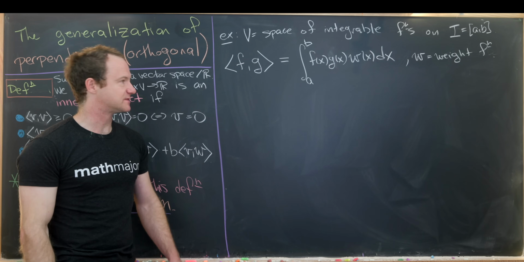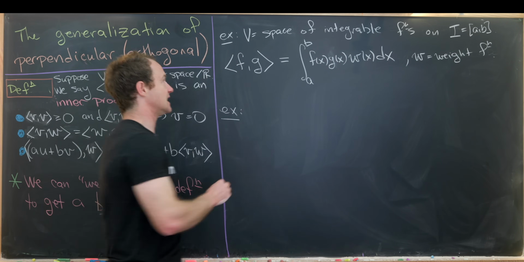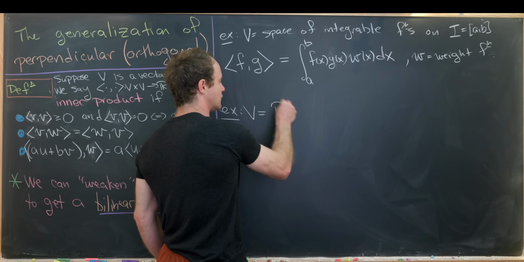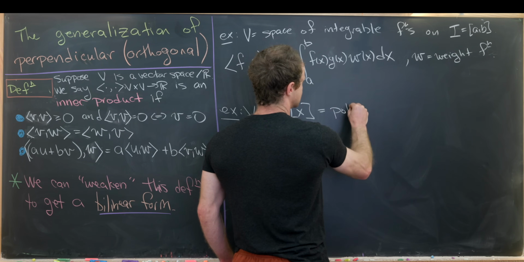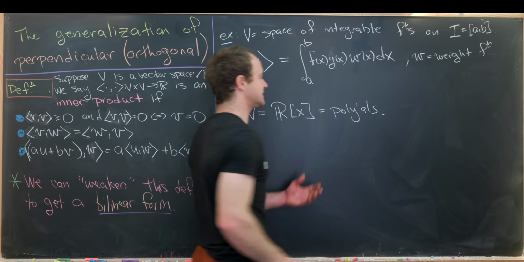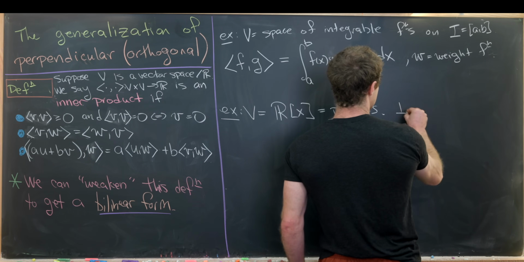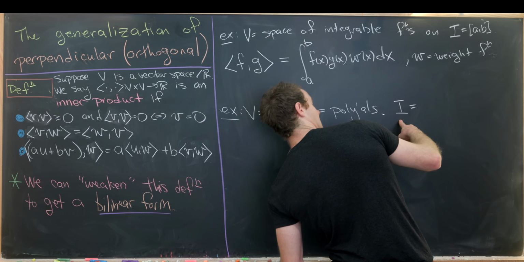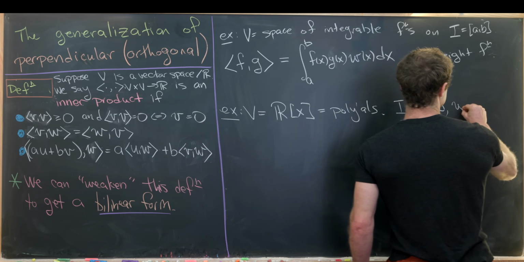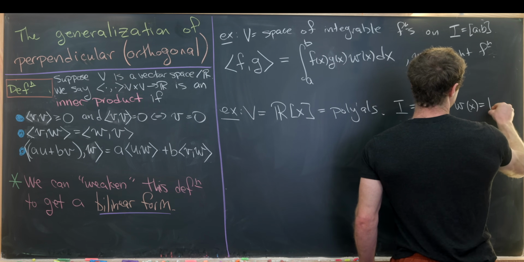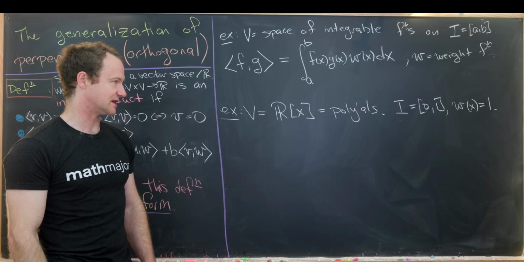Okay, so let's look at some sub-examples of this. So let's maybe say V is equal to just polynomials with coefficients in R. So like I said, these are just polynomials. So this is an infinite dimensional vector space. And then furthermore, let's say that our interval is just the unit interval 0 to 1, and let's say our weight function is just the function that's the constant 1. So this is maybe the most basic example.